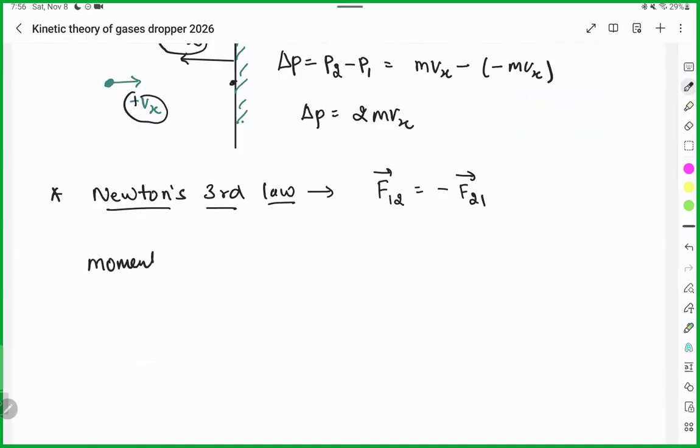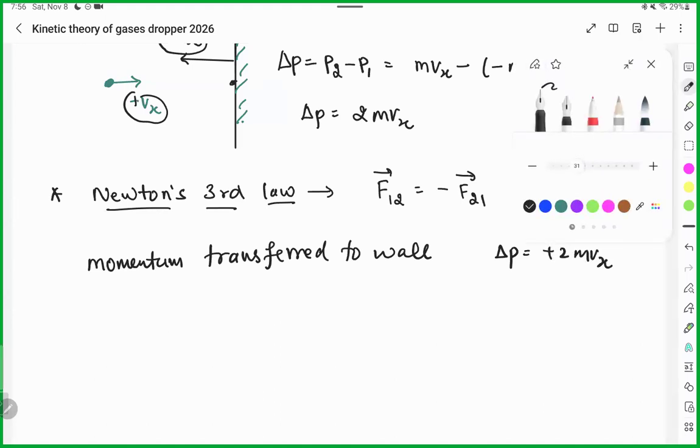Momentum transfer to wall, equal and opposite. So our value was -2mvx, this will become +2mvx. Equal and opposite. Any doubt?